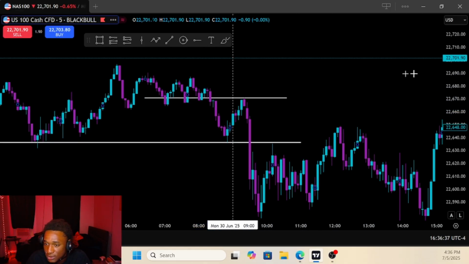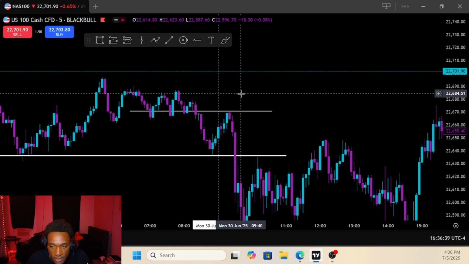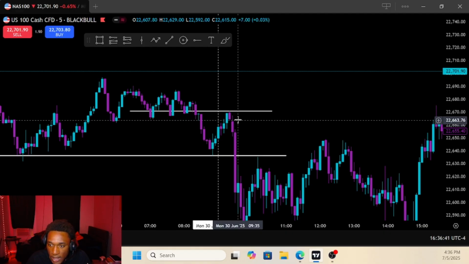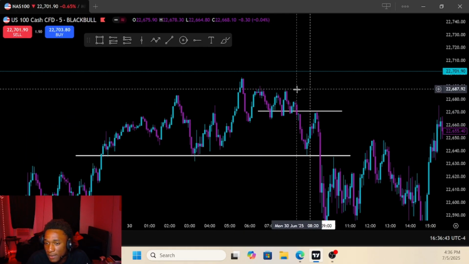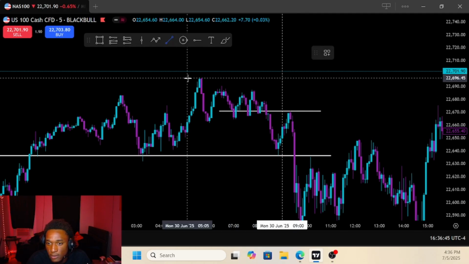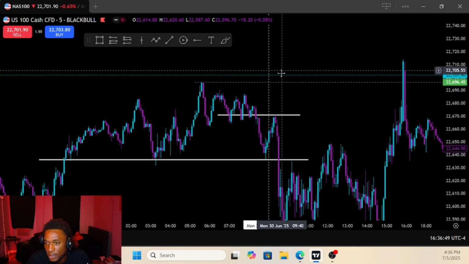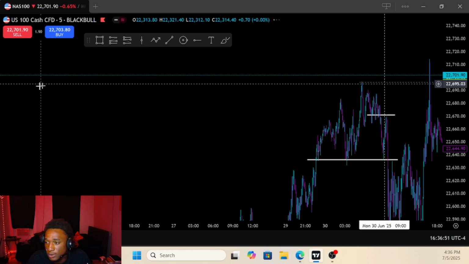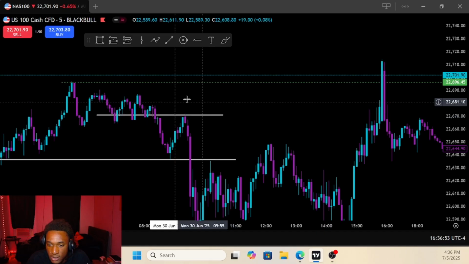Now in this case, if we were to break out to the upside at 9:30 with some volume, I would have gone on a buy position, and I would just target this level right here as my level of liquidity, right? Or something else if there was anything over here. But you guys get what I'm trying to say.